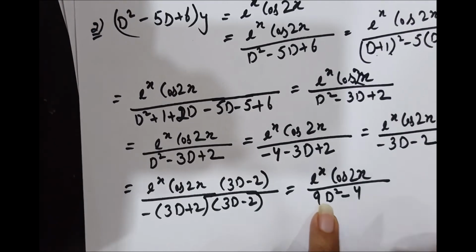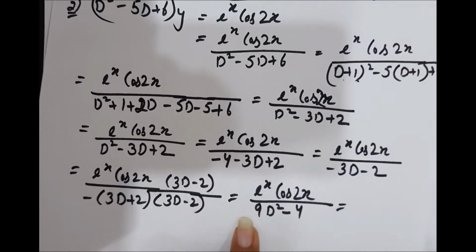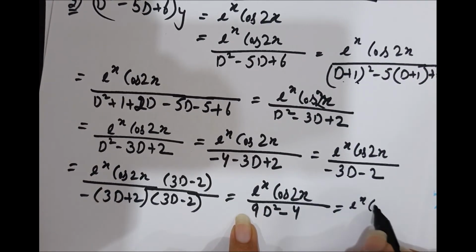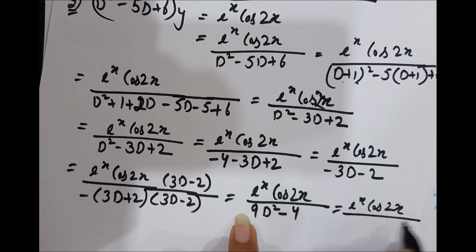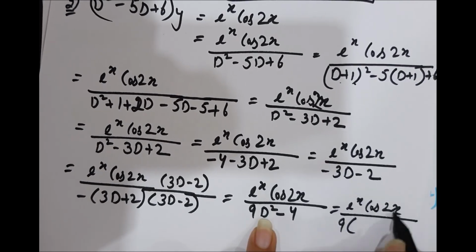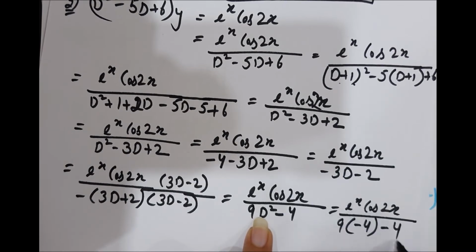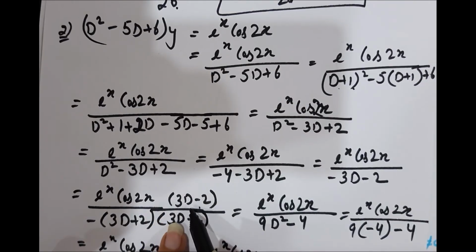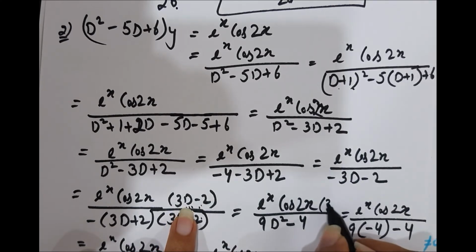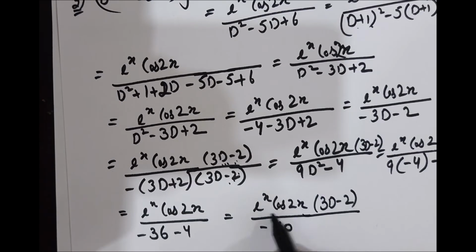Now it became D square. You know what we need to do. That is, put minus a square in place of D square, that is minus 4 minus 4. But we forgot this part. In the numerator and denominator we multiplied with this, so this part also. Now solve it.